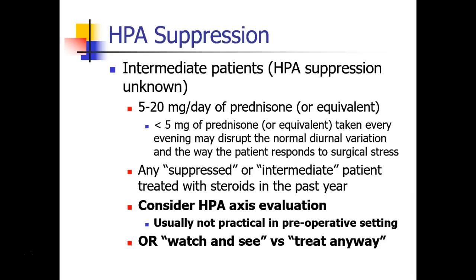Unfortunately, a lot of our patients fall into the intermediate category, where we don't really know if their HPA axis is suppressed or not. So these are patients who are taking between 5 and 20 milligrams a day of prednisone. Any patient who is suppressed or intermediate who's been treated with steroids in the past year. And usually what we would do is consider an HPA axis evaluation, but that's really not practical in most of our practices. And what a lot of people will do is either they'll just treat them anyway, or they'll wait and see and watch how the patient does with steroids on hand if needed.